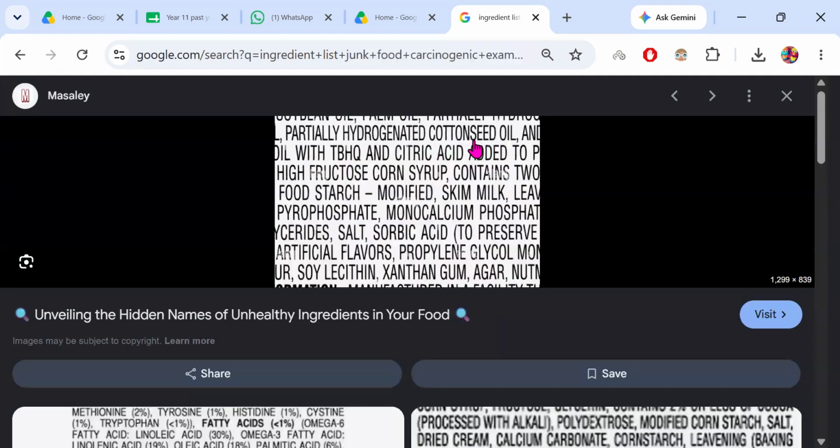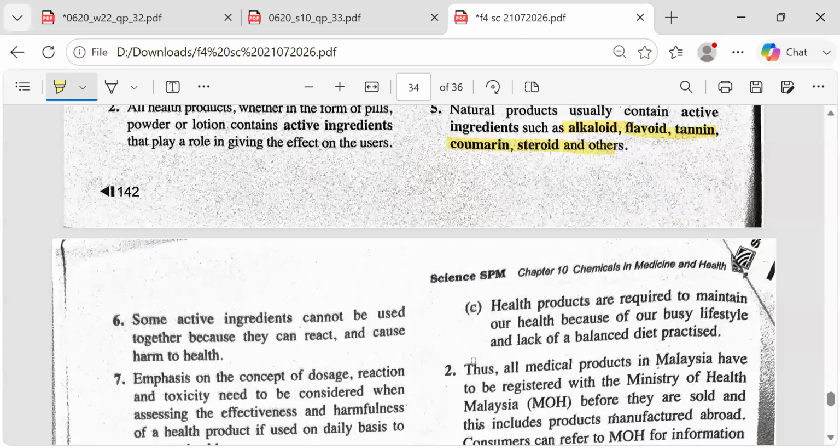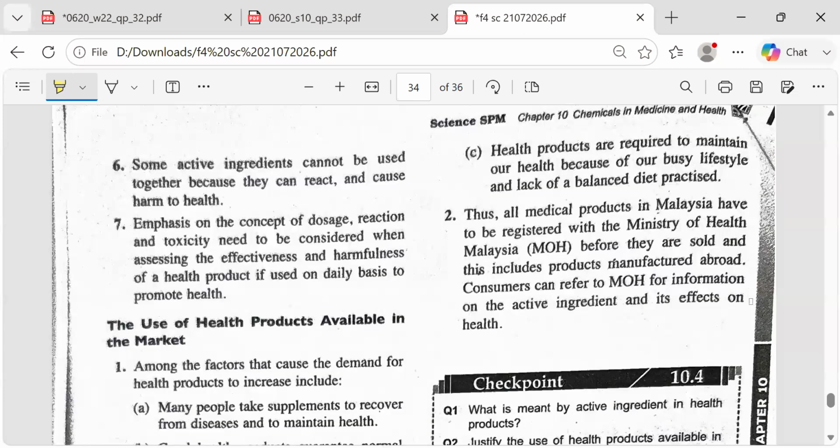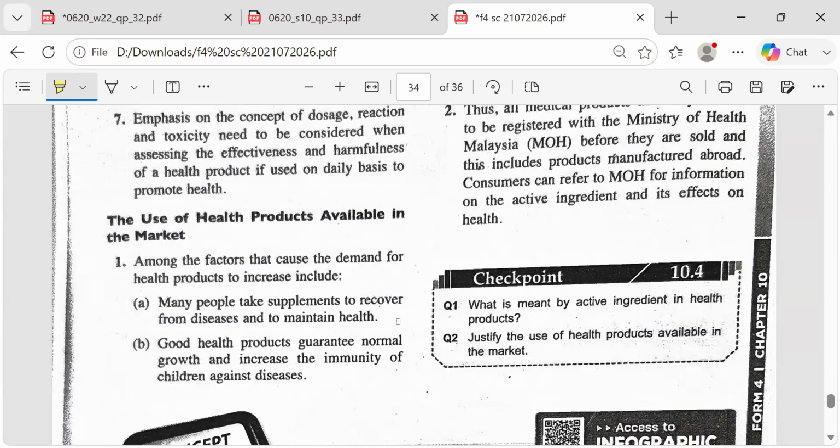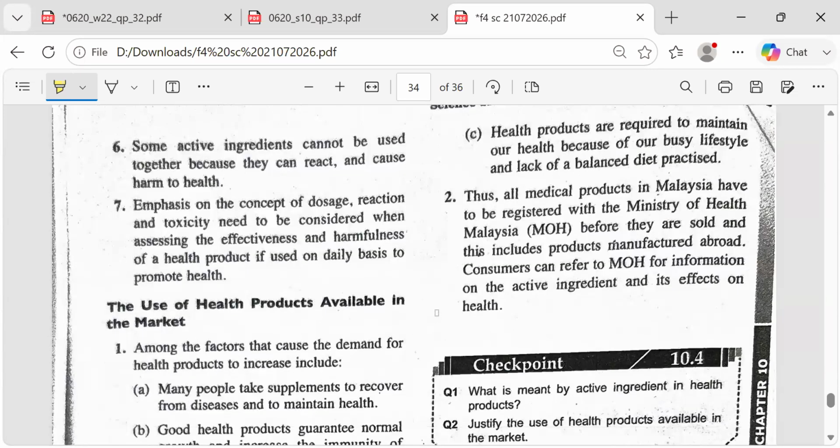Partially hydrogenated cottonseed oil. So you don't even know what this is. Basically, it would be safer for you to go to the chemistry lab and eat any chemicals off. This can cause harm to health, it can cause cancer. A lot of things are actually banned in many countries. In European countries, a lot of things are actually banned.